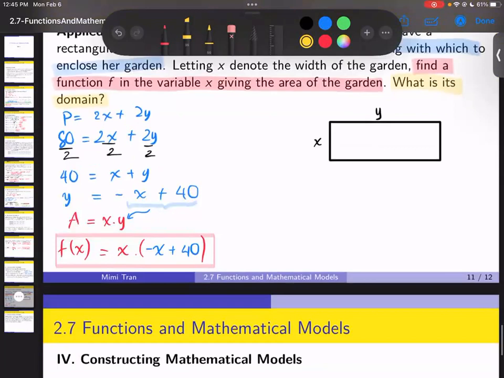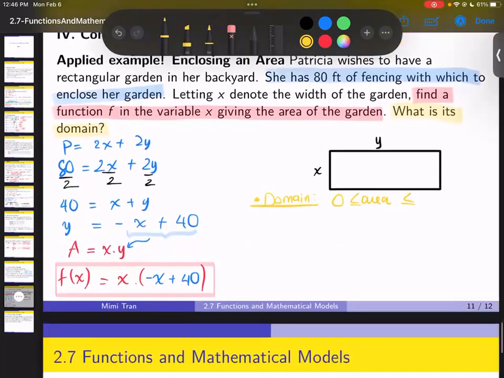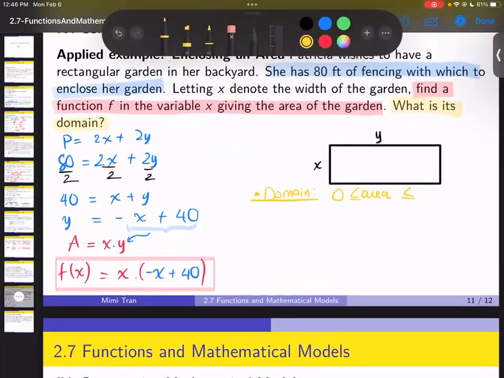Maybe I should distribute that out. I'll leave it, it's fine. So the domain in yellow here: the area has to be at least 0. Well, it cannot go to infinity, right? You have a finite garden. She had only 80 feet for fencing. So it has to be at least 0, and then the maximum value you can reach for the area will be what?